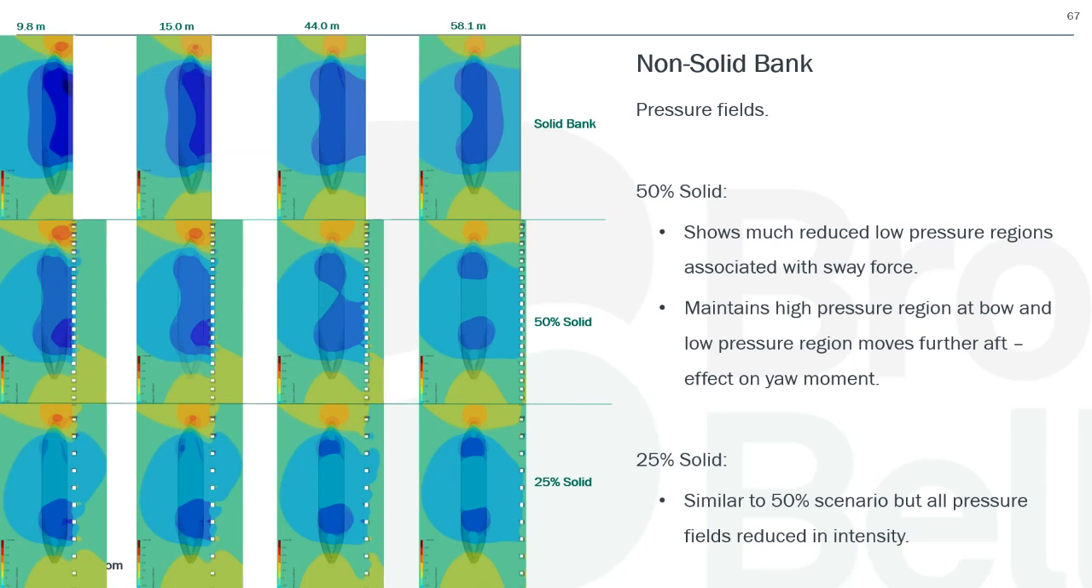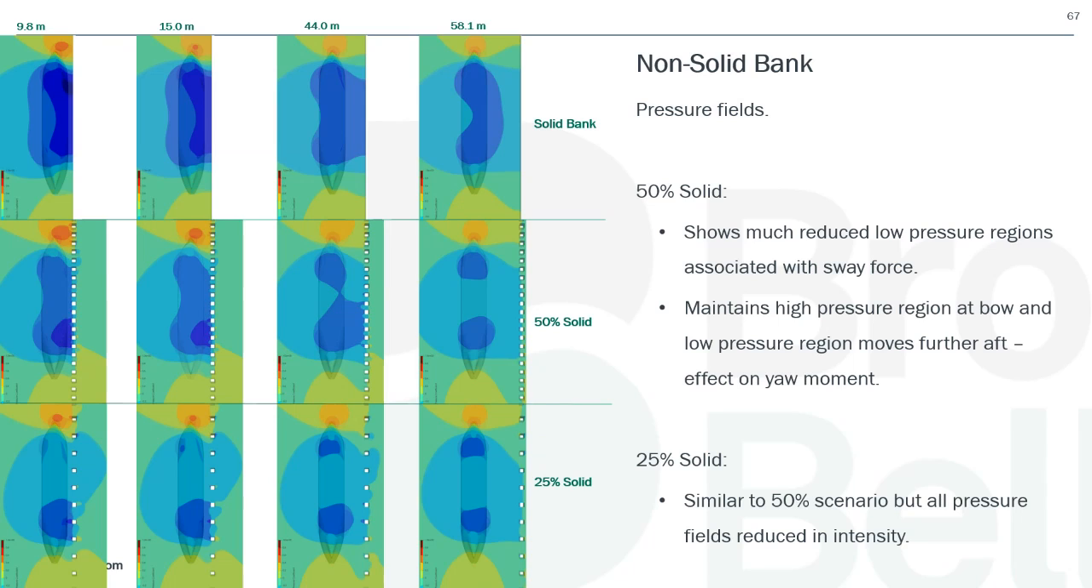And that allows us to compare the forces and the pressure fields around the vessel for your solid bank, which is your top row there, your 50% solid bank, which is your middle row, and then your bottom row is your 25% solid bank. And you can see, as we might expect, that as we come down to the less solid banks and the more open banks, the intensification of your pressure field is just slowly reducing in intensity. And that's something that might be quite intuitive and something we might have expected.